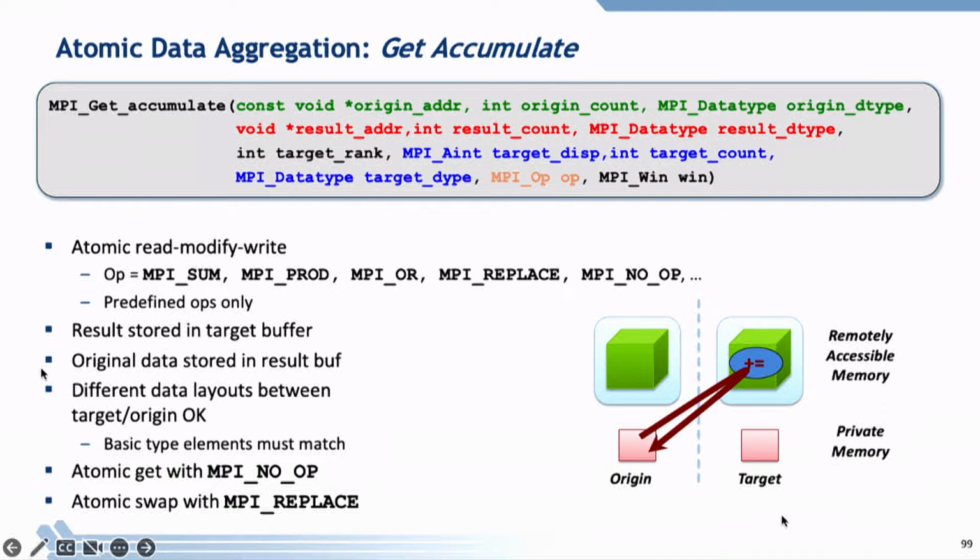So you get the original data again. It does the read, then it does a modify with the op, and then it stores that result. So think of it as read, modify, write. That's an easy way to remember whether I get the before or the after data. You always get the before data.